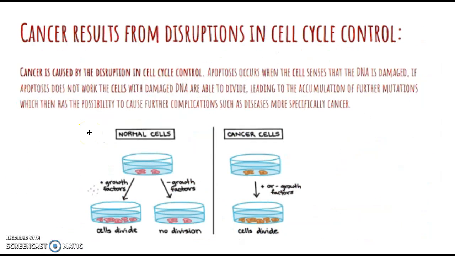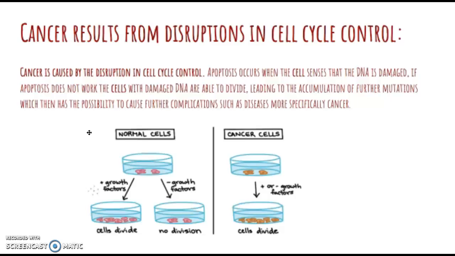Cancer results from disruptions in cell cycle control. Cancer is caused by the disruption in cell cycle control. Apoptosis occurs when the cell senses that the DNA is damaged. If apoptosis does not work, the cells with damaged DNA are able to divide, thus leading to the accumulation of further mutations, which then has the possibility to cause further complications, such as diseases, more specifically cancer. This is in part the reason for certain tumors forming.